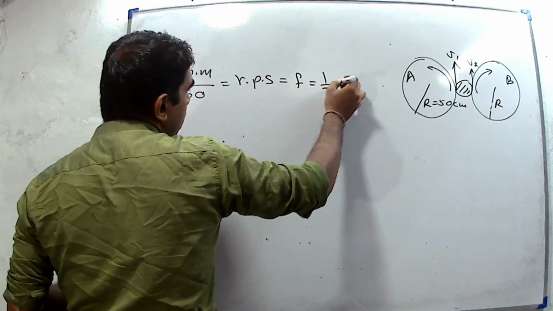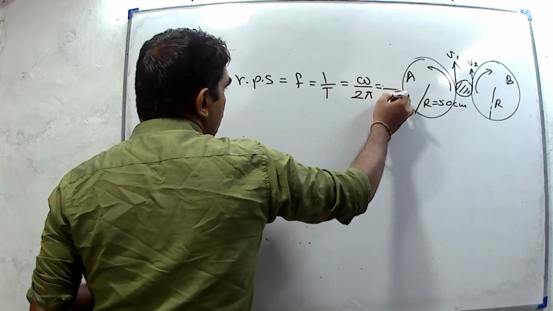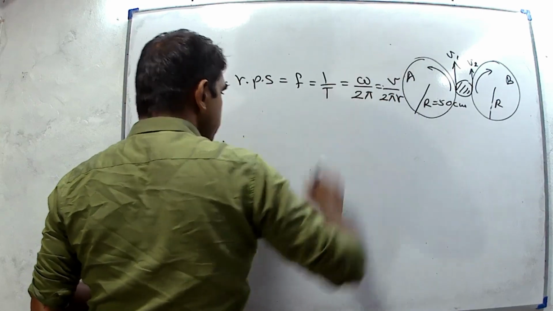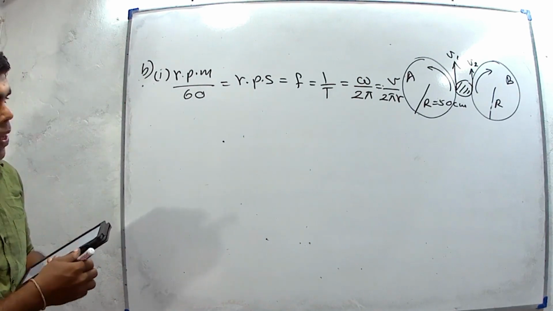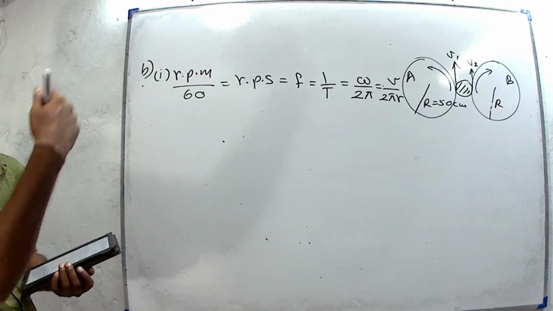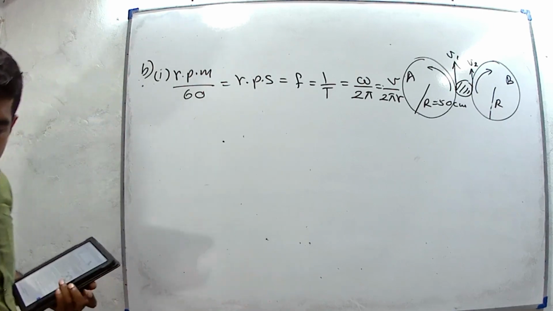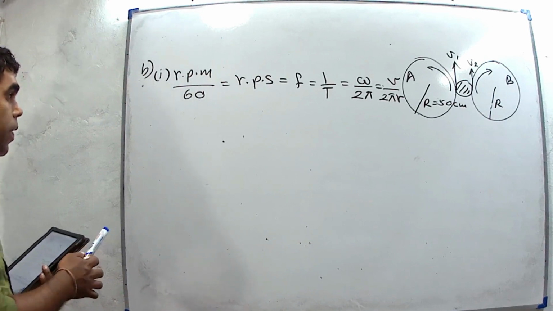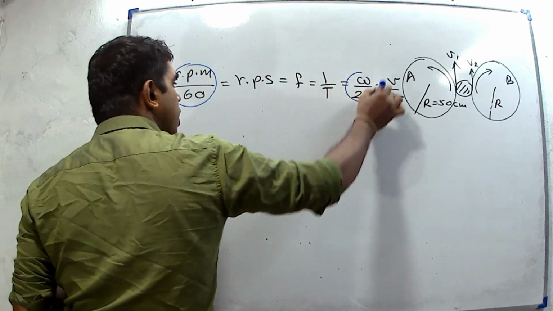Frequency is 1 over period. Period is 2 pi over omega, or 2 pi R over V. T is 2 pi over omega, then 1 over T is omega over 2 pi. T is 2 pi R over V, then 1 over T is V over 2 pi R. Now we have to find the angular velocity by using RPM. Therefore, we have to consider these two terms.